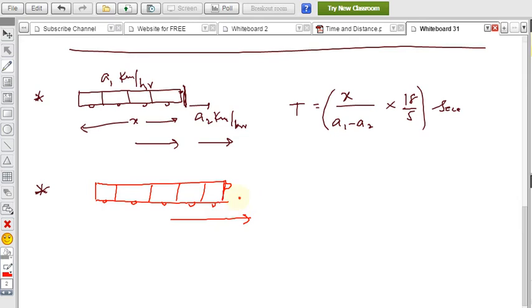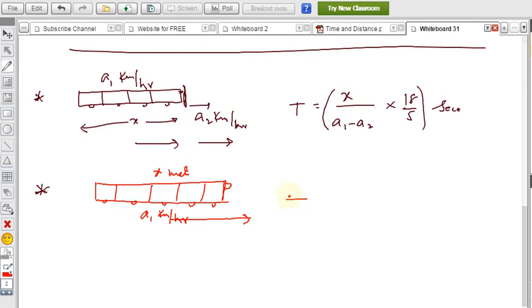The length of the train is x1 meters, or x meters. Speed of a1 kilometer per hour. To cross a man, cyclist, car, bus, bike, anything moving at a speed of a2 kilometer per hour in the opposite direction.